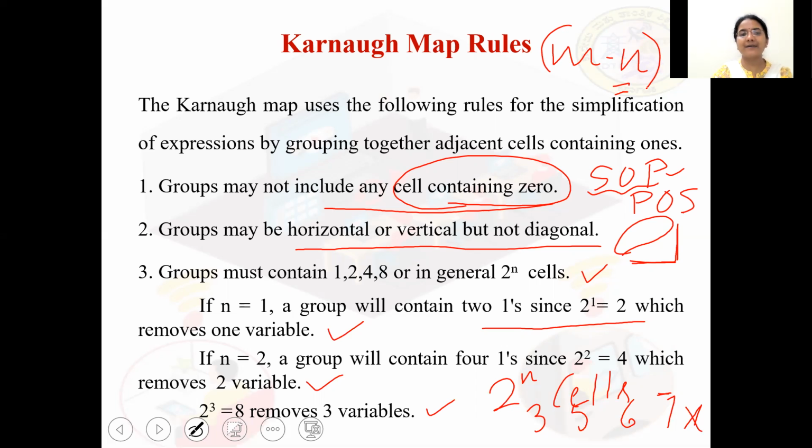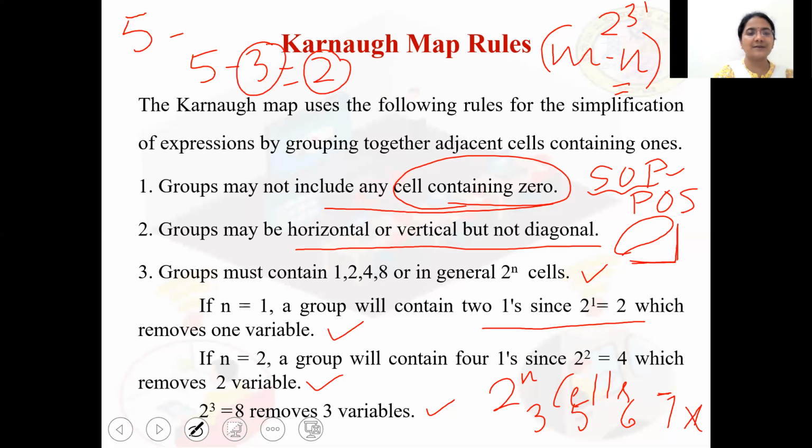If you are having a 5 variable function, let us consider, and you are making an octet, how many cells will the octet have? That is 8, since 2 power 3 is equal to 8. So 5 minus 3 is equal to 2. We will be having 2 literals in the product term. We can eliminate 3 variables from this 5 variable function when we are grouping 2 power 3 cells.